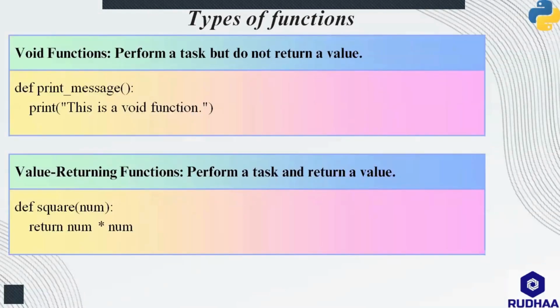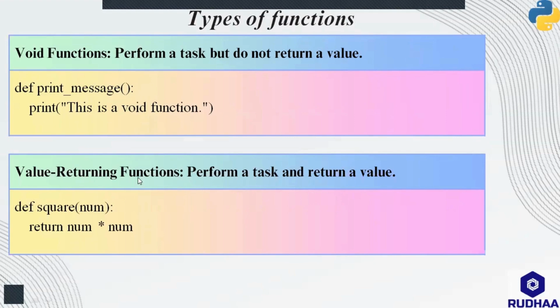So types of function, there are mainly two types of function. One is a void function, another one is a value returning function. So void function, from the name itself, you can understand that it will not return any value. It will just perform a task but not return a value. You can define a function like this: print message with no parameters, no arguments inside. This is a void function. So this is an example for a void function.